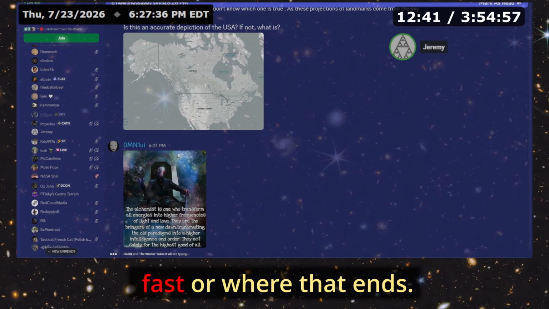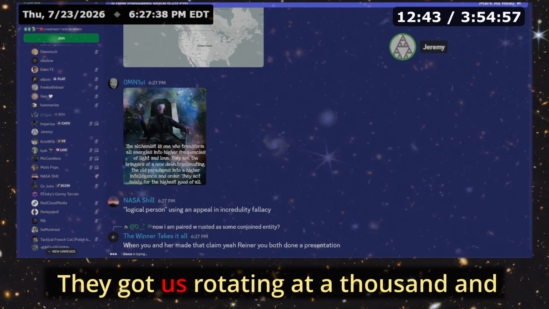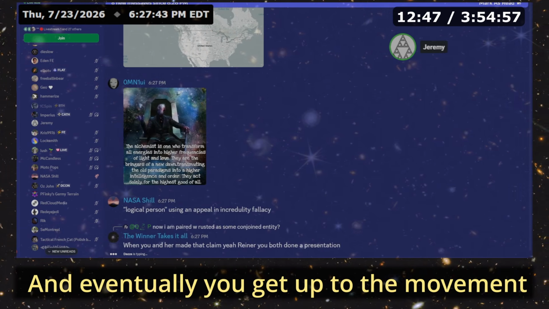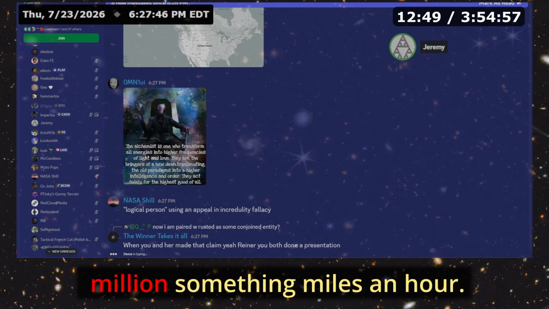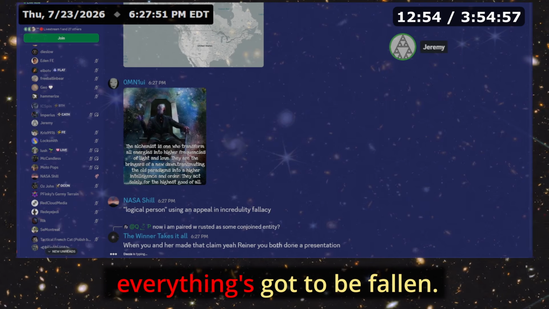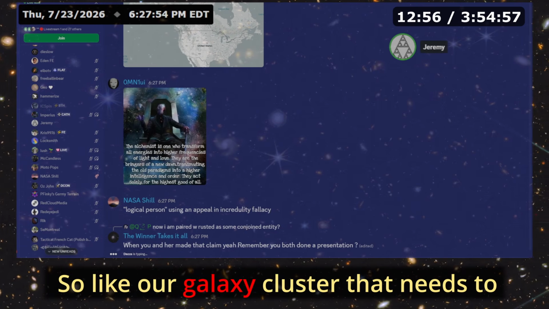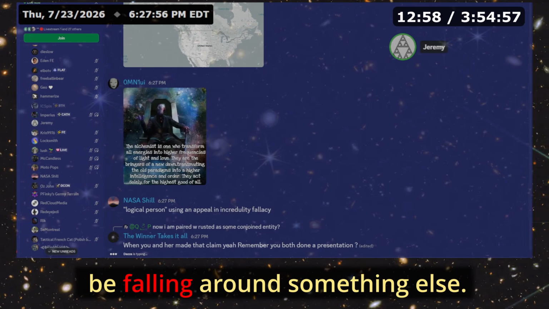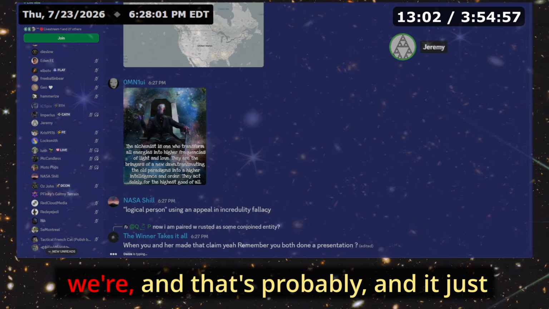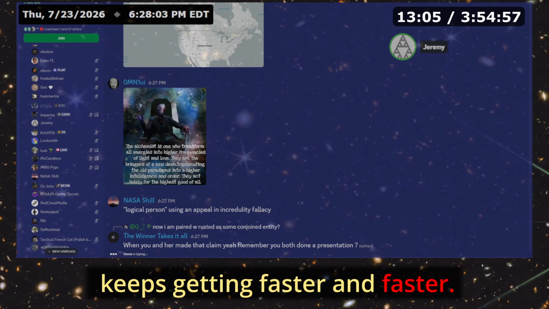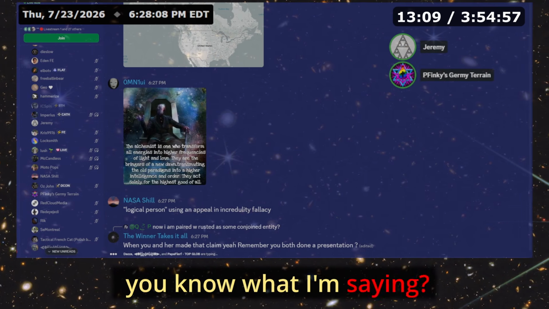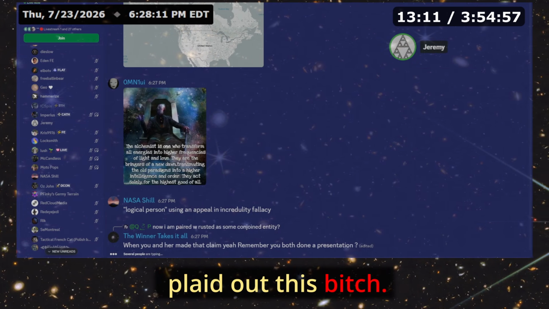They don't even know how fast or where that ends, right? They got us rotating at 1,000 and then doing this and that, and eventually you get up to the movement of the galaxy at 1 million something miles an hour. After that, though, I don't even think they know, because everything's got to be falling. So our galaxy cluster needs to be falling around something else. You know what I'm saying? It just keeps getting faster and faster. And we might end up going a gigawatt. We might end up going plaid out this bitch.